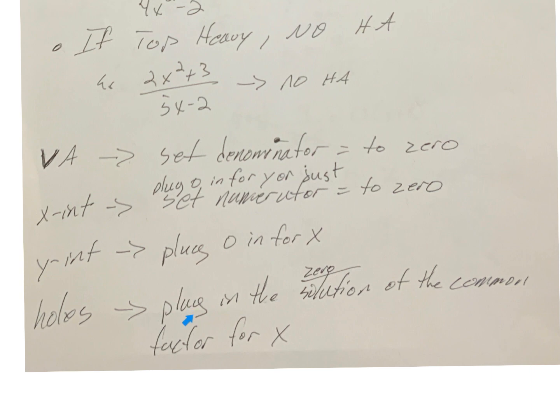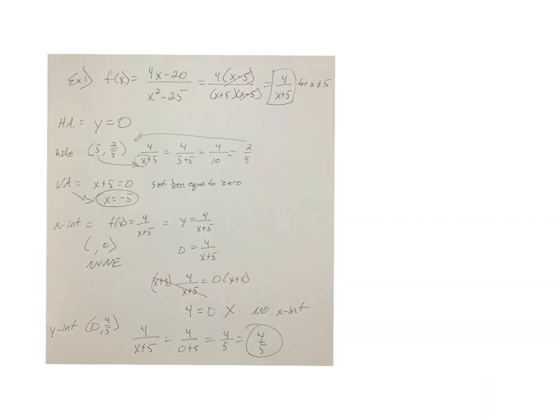To identify a hole, we take the x value that we recognize creates a hole in the function, plug it in, and work it out to see what the output is. All right, now let's take a look at some examples.